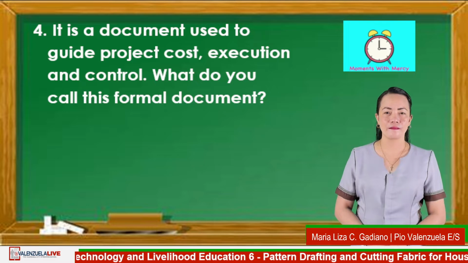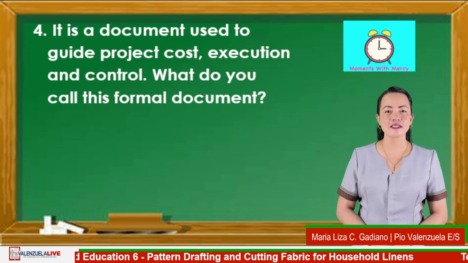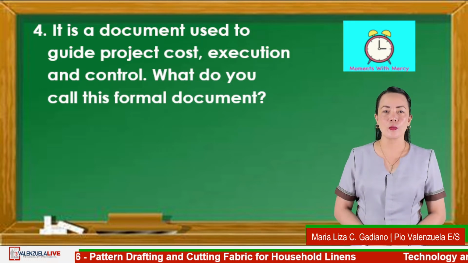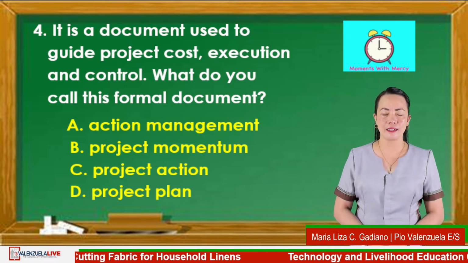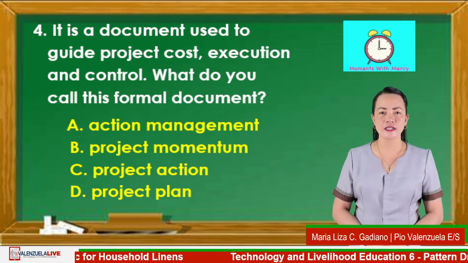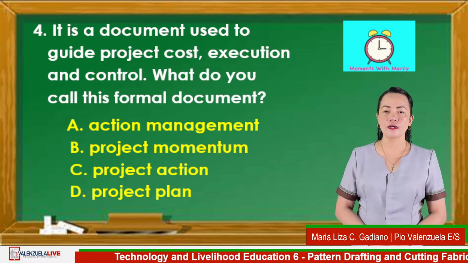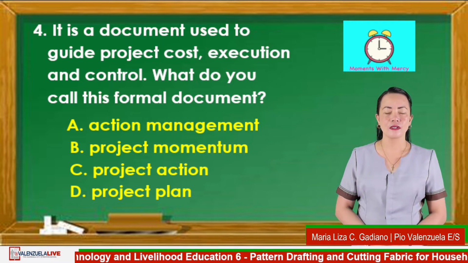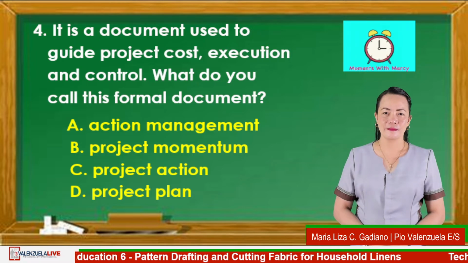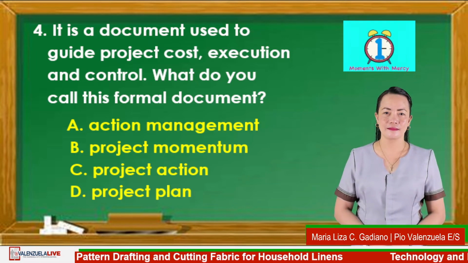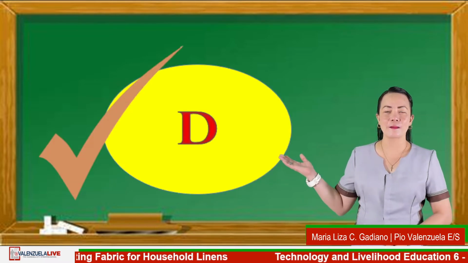Number 4. It is a document used to guide project cost, execution, and control. What do you call this formal document? A, action management. B, project momentum. C, project action. Or D, project plan. Your 5 seconds timer starts now. The answer is letter B, project plan.